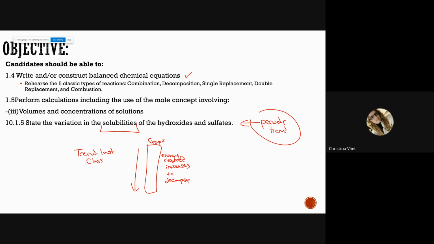Yet another trend. You can expect your quarterly is going to have a lot of trends, ionization energy, all of that stuff that we learned in unit 1, unit 2. There's a lot of trends. Still have more trends. All of these trends are with group 2, by the way. More trends. Add to your periodic tables. Periodic trends, energy required increases to decompose. So that means that, for example, it requires a lot more energy to decompose barium carbonate than to decompose magnesium carbonate. That's what that means.